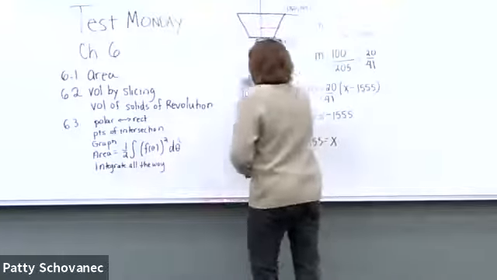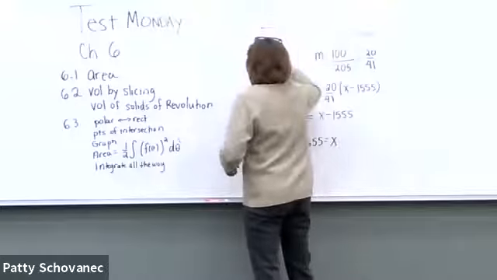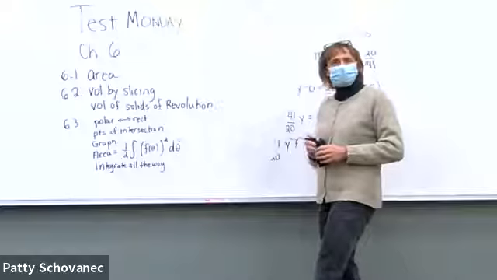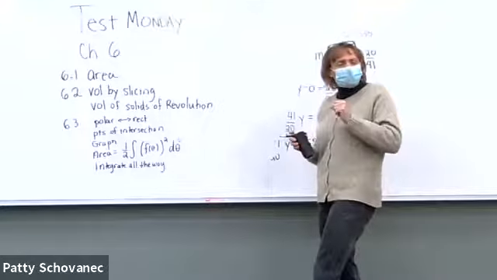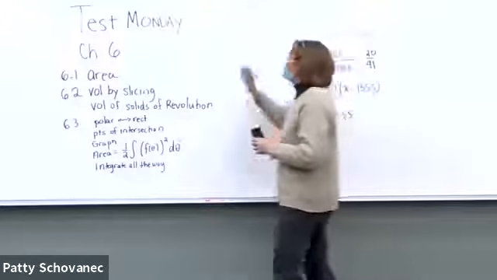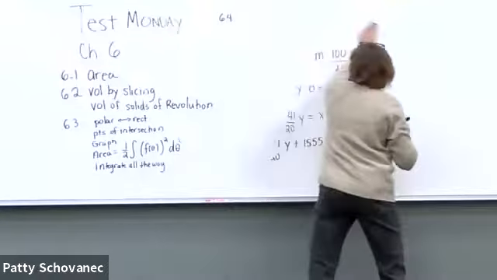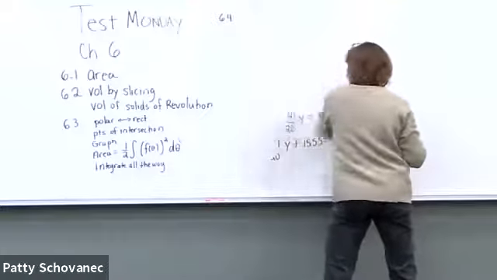Then in 6.4, I'll probably have you integrate something all the way out, because the key was to be able to manipulate the expression to undo the square root that's in our arc length formula. So arc length in rectangular coordinates.